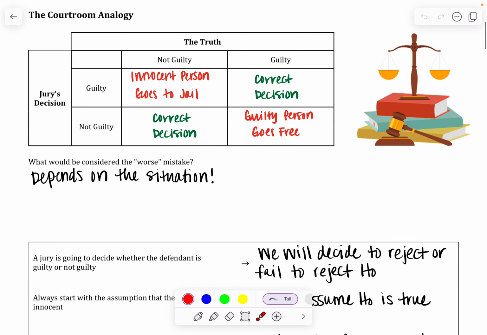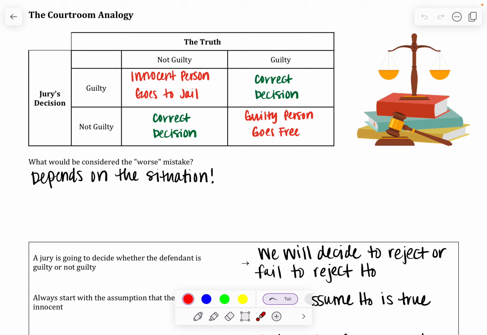The one thing that we relate types of error to is a courtroom and someone going on trial. So there is some type of truth. Either they're guilty or not guilty, and there is some decision that a jury makes, whether they believe they are guilty or not guilty based on evidence. And most of the time, you're making the correct decision. You are sending an innocent person to be free, or you are sending a guilty person to jail. And that is what you want to happen.